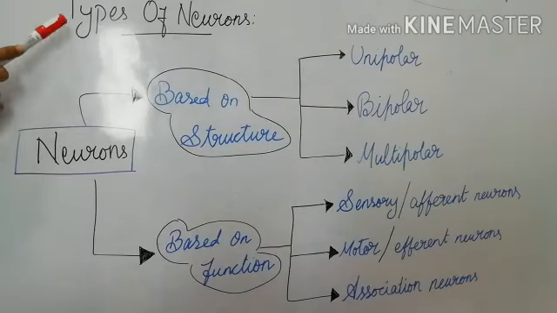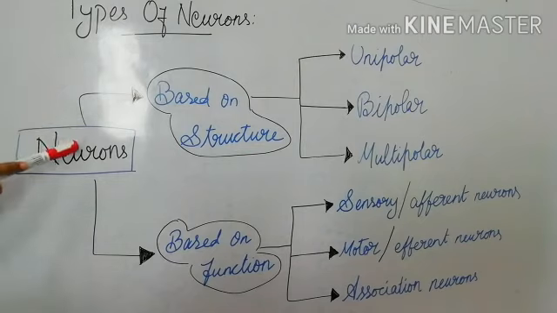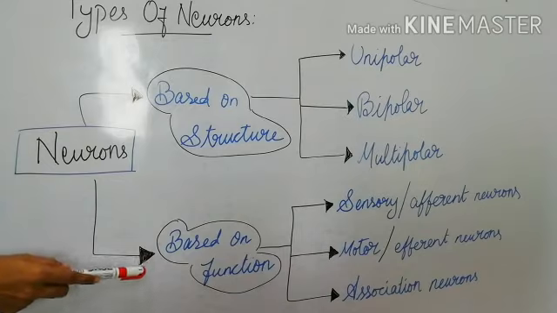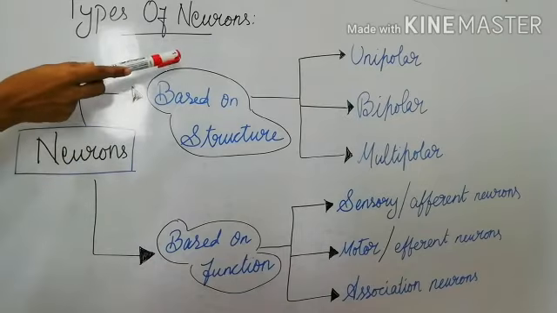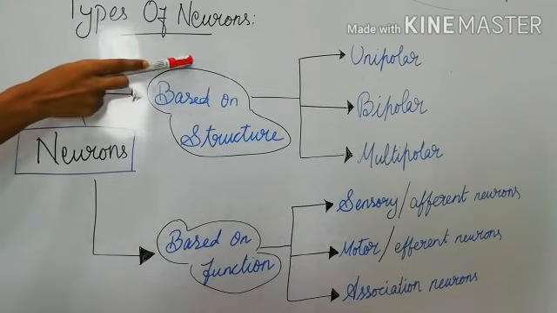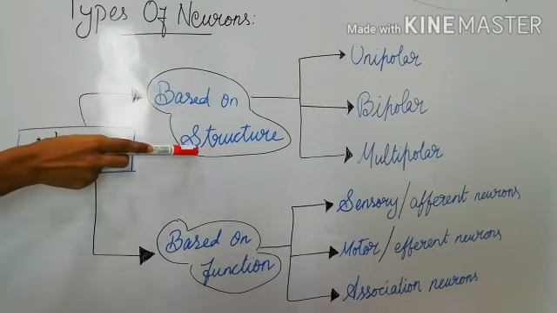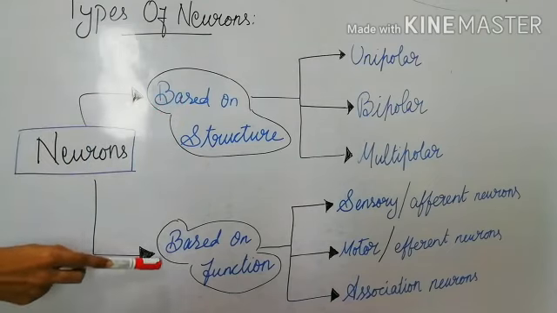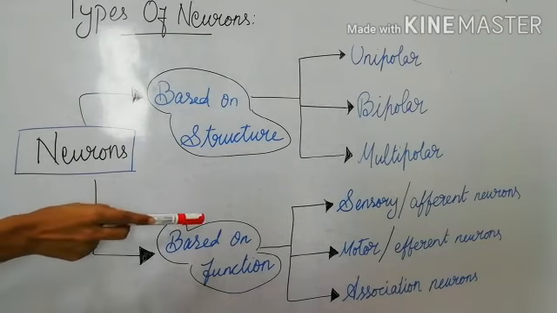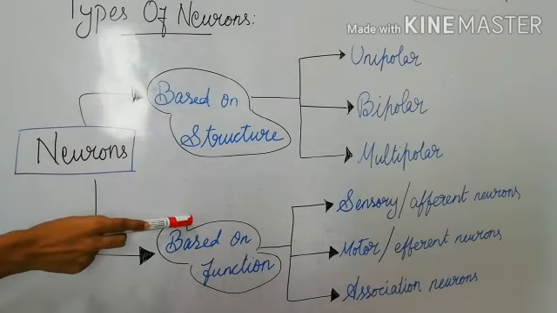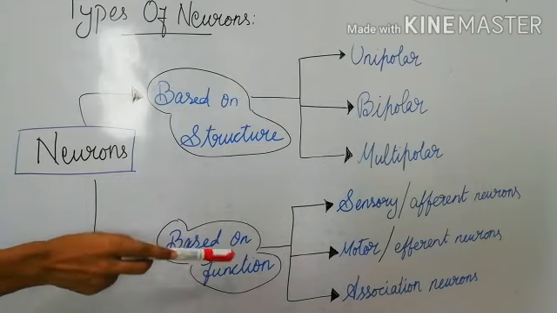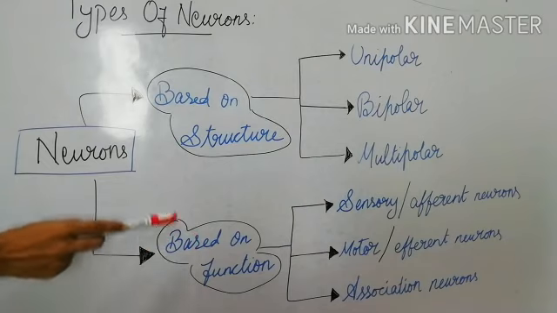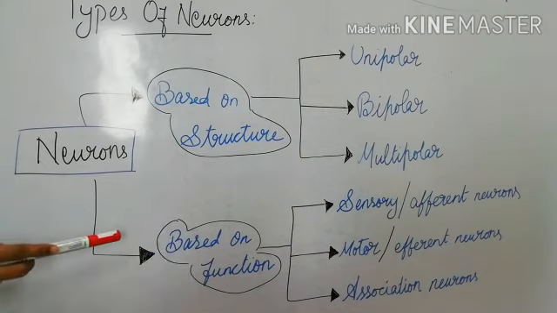Here we can see the types of neurons. The neurons are categorized in two forms: based on structure and based on function. Based on structure, the neurons are classified into three types. They are the unipolar, bipolar and multipolar. And based on their function, the neurons are again classified into three types. They are sensory or afferent neurons, motor or efferent neurons, and association neurons. We can see them one by one.